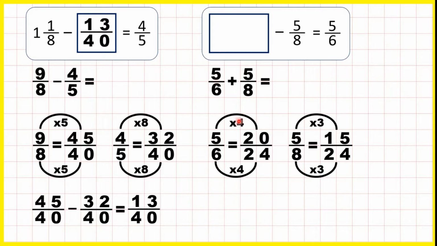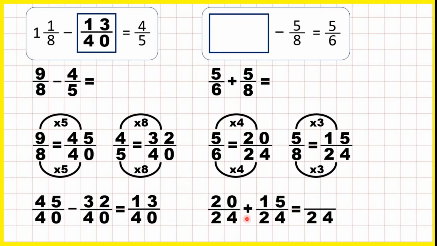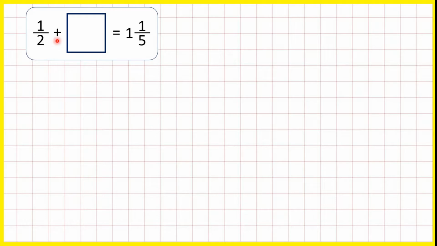So instead of 5/6, we can have 20 over 24, and instead of adding 5/8, we can add 15 over 24. Now we keep the denominator the same in our answer. 20 plus 15 is 35, so our missing fraction is 35 over 24, which, if we want to write as a mixed number, is 1 and 11 over 24, because 35 divided by 24 is 1, remainder 11, and the denominator stays the same. So now we have a missing number or missing fraction addition problem.